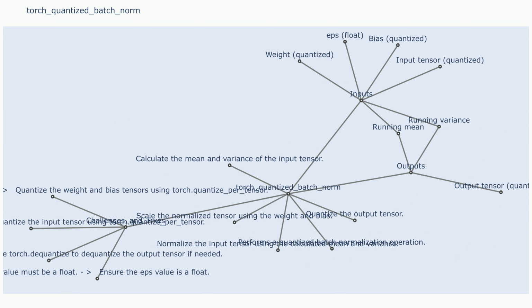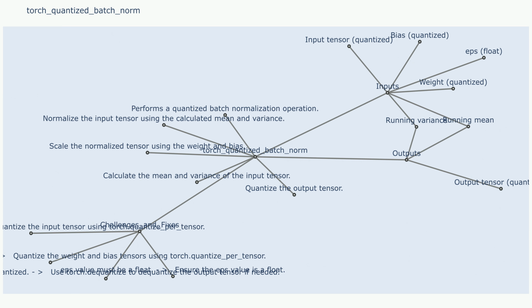Fixes to Challenge 2. Use a more efficient quantization scheme. Use a different normalization layer, such as layer normalization or instance normalization. Use a different hardware platform, such as a GPU or a specialized hardware accelerator.